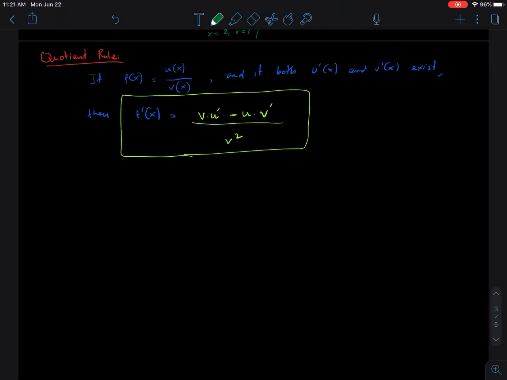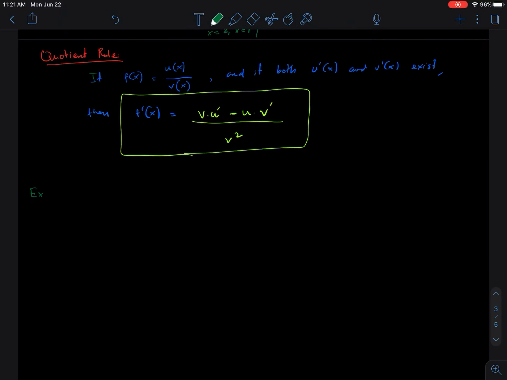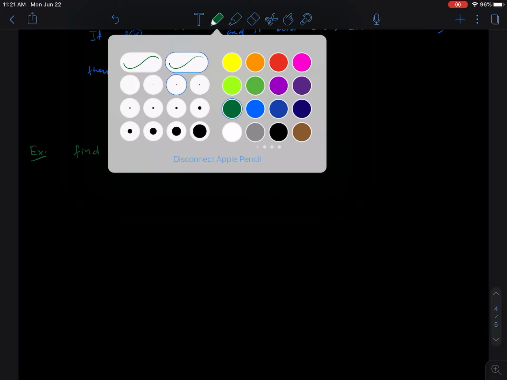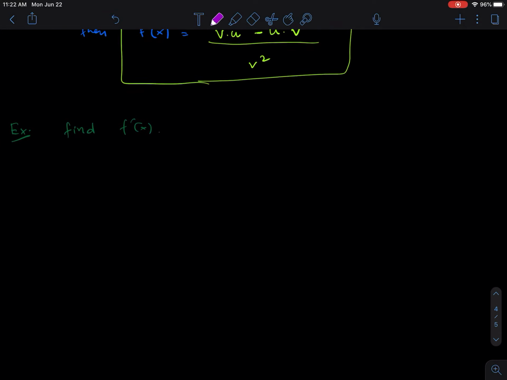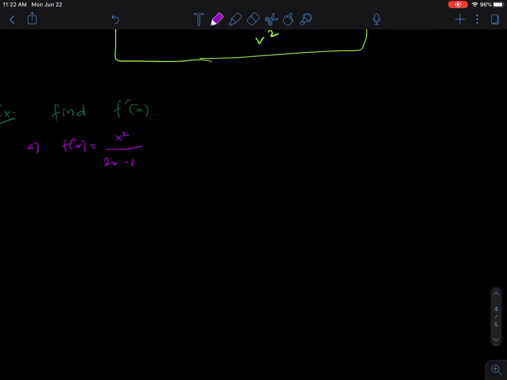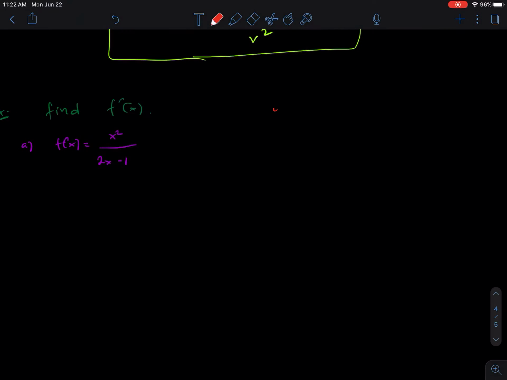Okay, so let's try some examples. Find f prime of x. The first example we have is f of x equal to x squared over 2x minus 1. So we can say the u function is x squared and the v function is 2x minus 1. So u prime is 2x and v prime here is 2.